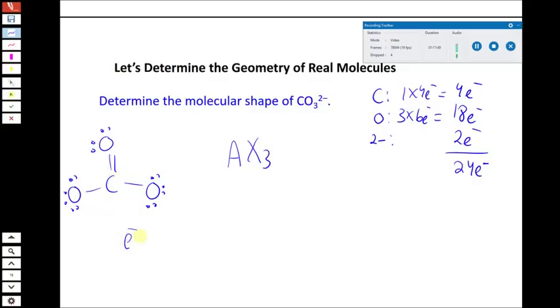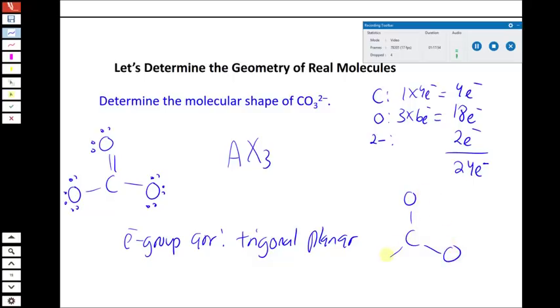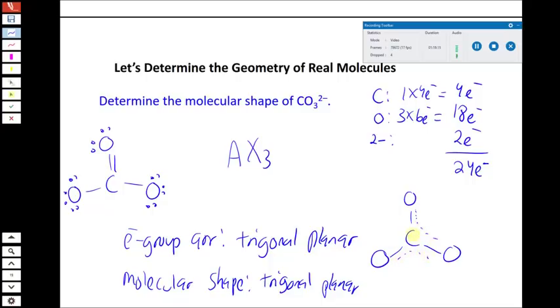And so we get AX3 either way, and that allows us to then predict. So the electron group arrangement for 3 things is going to be trigonal planar, triangle. And because it's AX3, all 3 of those are going to be bonded atoms, and the shape also would be trigonal planar. And because of resonance, all 3 of these bonds are equal, so it still is a perfect triangle. As we said, the bonds would be somewhere in between single and double, and you can't really draw that easily, but with dotted lines to show that. So you have this delocalized double bond, 3 equivalent bonds, still trigonal planar.